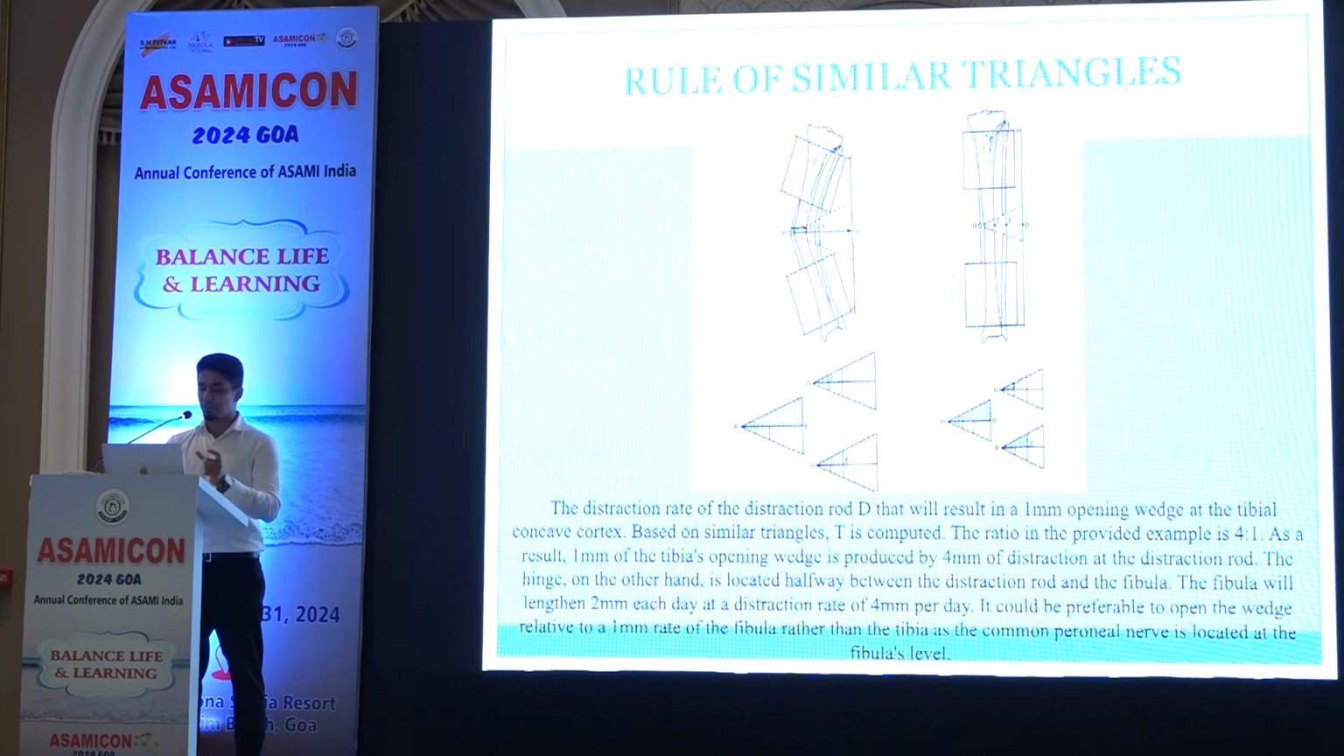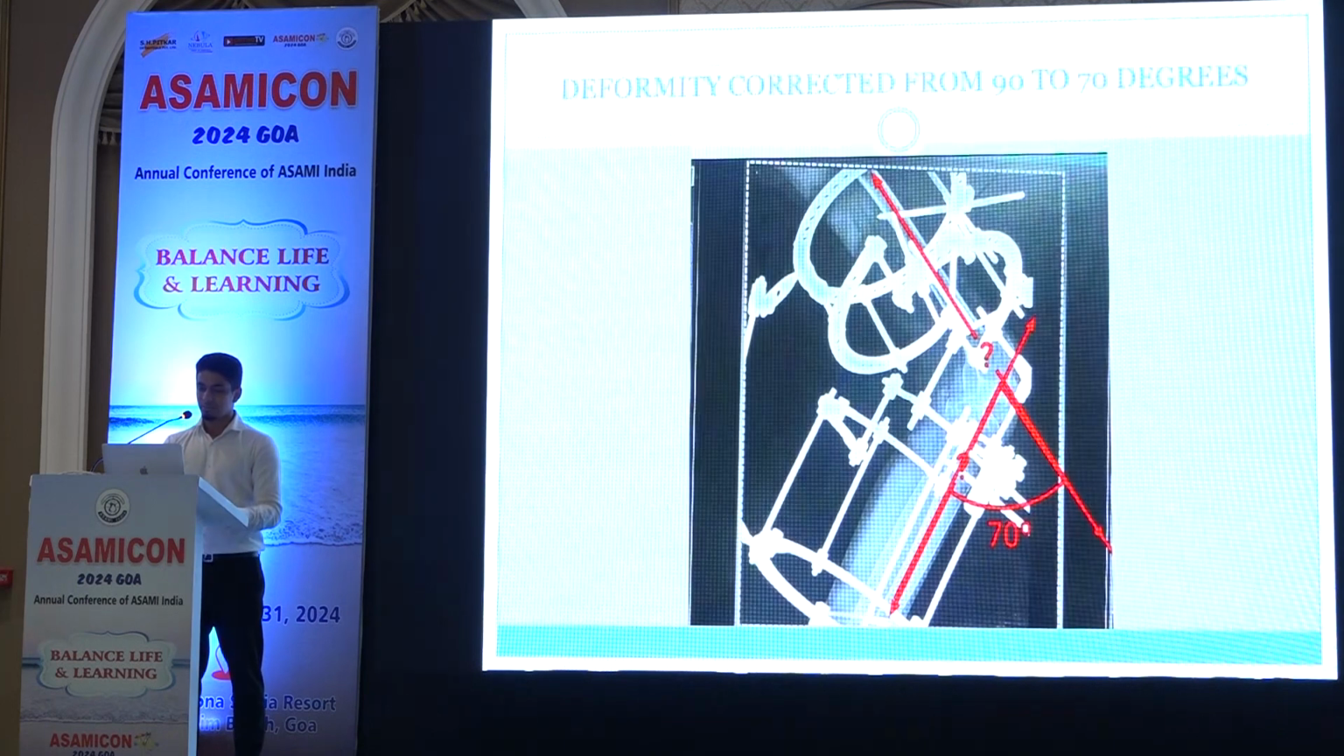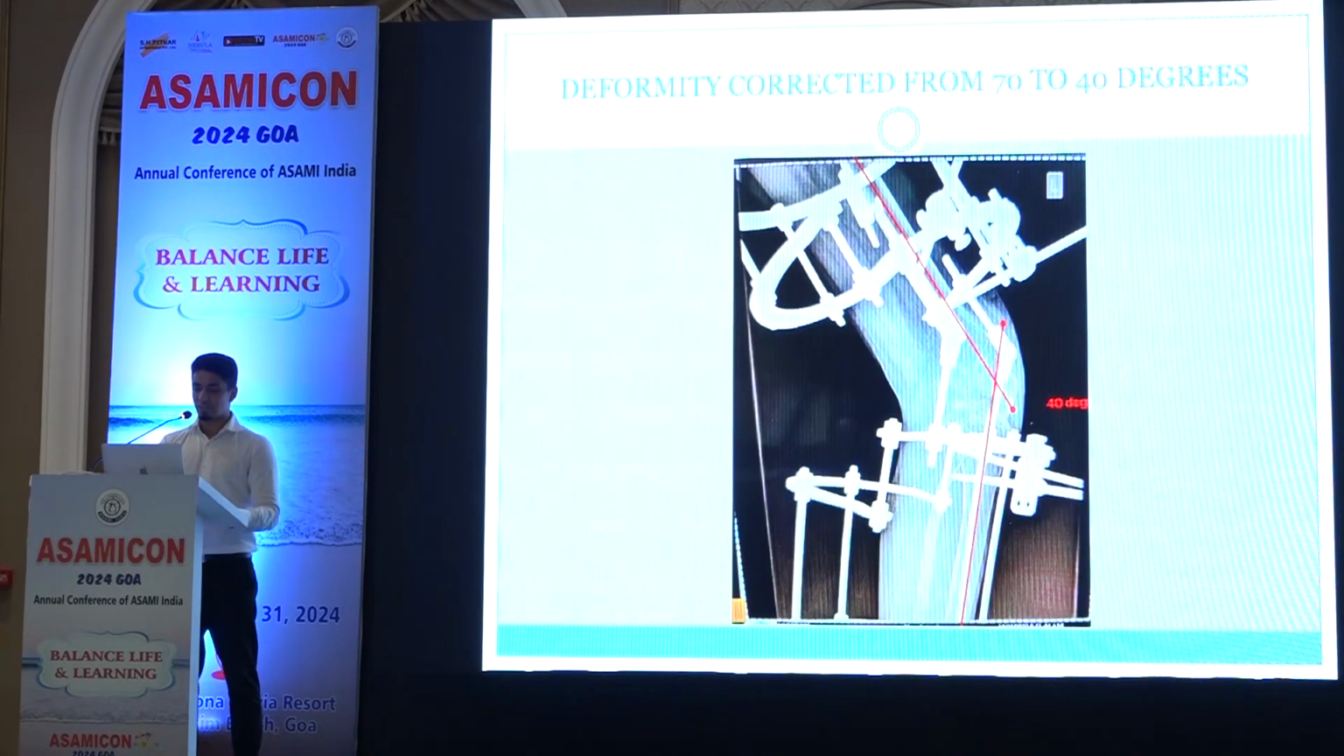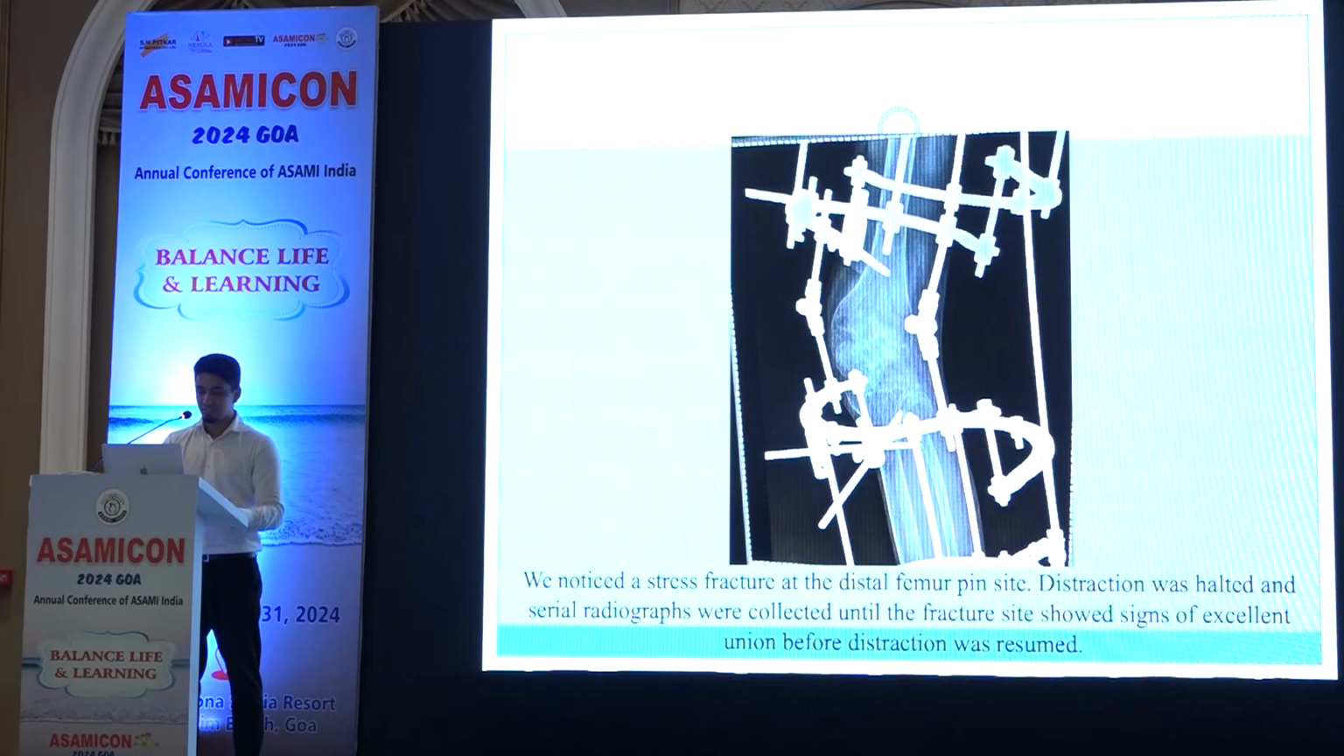the ratio between the distraction rate and the opening wedge in the tibial and the fibula convex. Usually, in the tibia and the fibula convex, there's an opening wedge of 1 mm with 4 mm of distraction per day. The deformity correction was slowly assessed, and this is deformity corrected from 90 to 70 degrees, from 70 to 40 degrees, and 40 to 26 degrees.